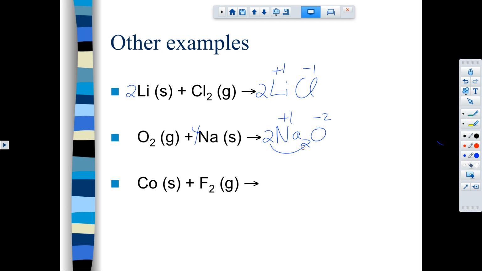And then the last one, cobalt bonded with fluorine. So cobalt, look on the periodic table, +2 and +3, but +2 is bolded, so go with that. Fluorine is -1, so CoF2. And then to balance it, well, look at that, it is balanced. So, all right, that's one type of combination reaction. You could see an element plus an element, but we could also have a compound plus a compound.